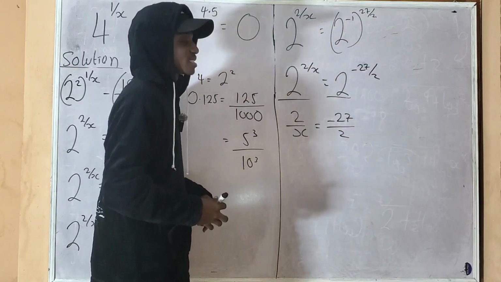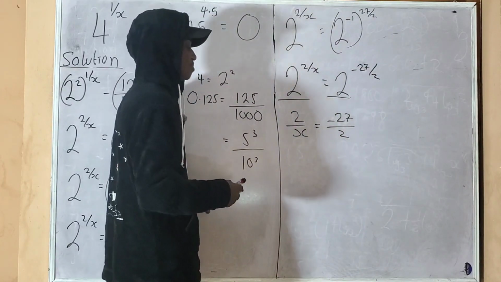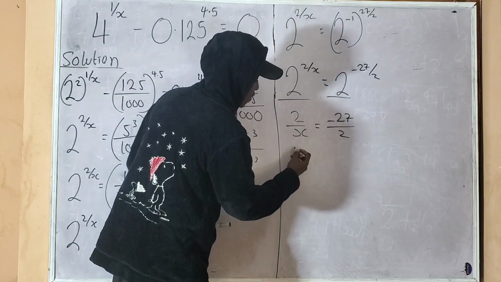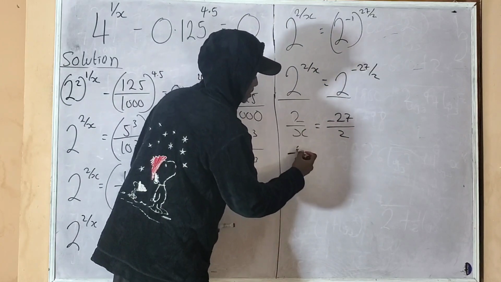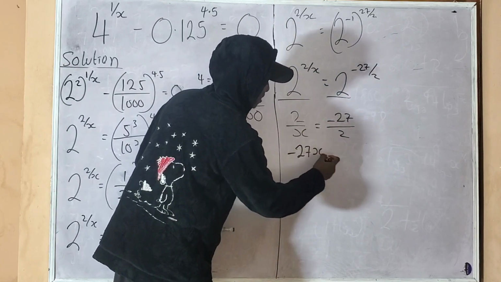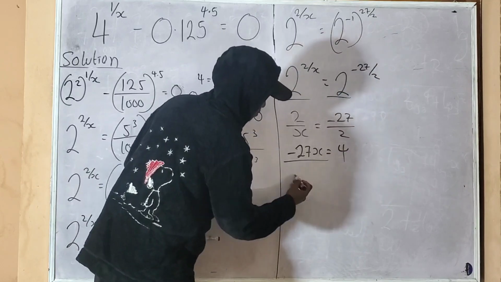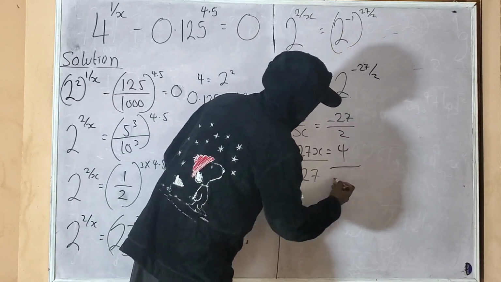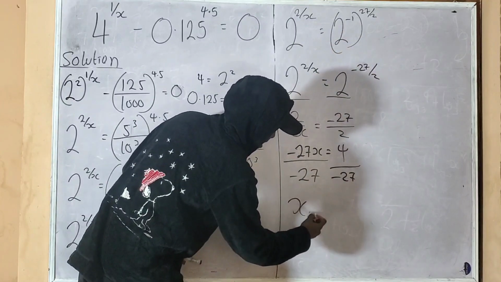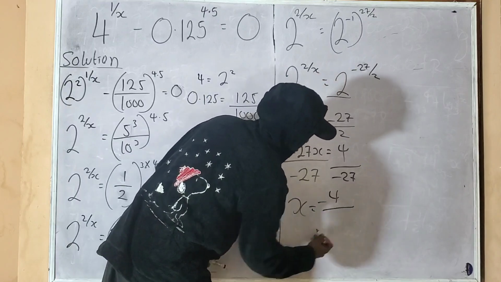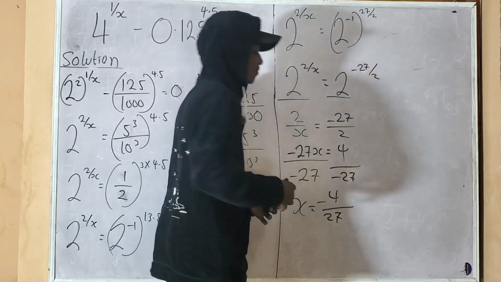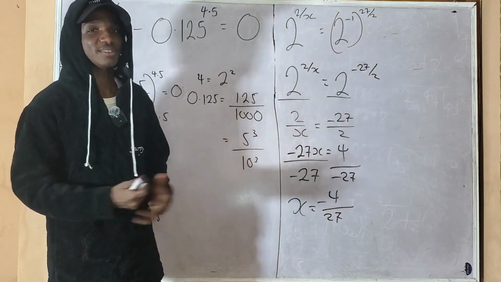To get the value of x, we are going to cross multiply. So I'm going to have 2 times 2, 4. Negative x times 27, that is negative 27x, is equal to 4. I'm going to have this over negative 27, this over negative 27. So x is equal to negative 4 over 27, which is the final answer.